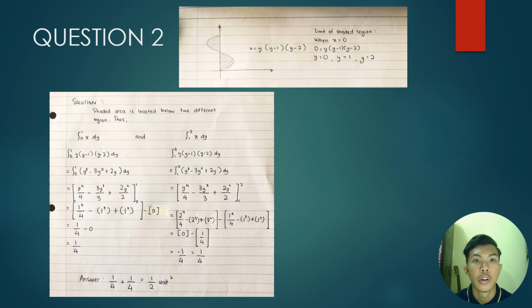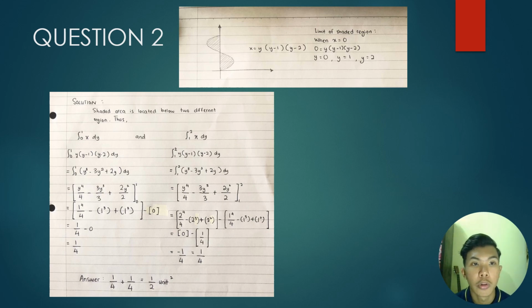Question 2. So we can see the graph is S-shaped. x is equal to y(y minus 1)(y minus 2). So the limits of the shaded region, when x is equal to 0 at (y minus 1) and (y minus 2), are y is equal to 0, y is equal to 1, and the last, y is equal to 2.